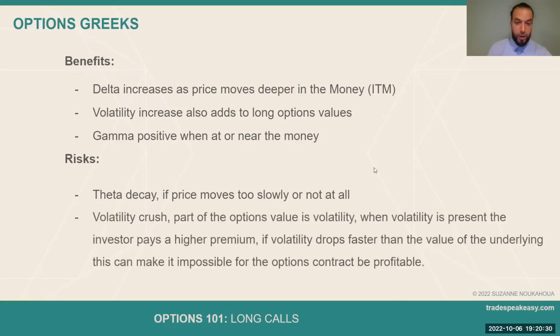Volatility crush: part of the option's value is volatility. So when volatility is present, the investor pays a higher premium. If volatility drops faster than the value of the underlying, this can make it impossible for the options contract to be profitable. So the risk is, especially if you buy too close to earnings when volatility is super high, or right at the open when volatility is super high, price could actually move in your favor, but you paid so much for volatility that when that volatility drains out of the contract, you still can't exit for a profit. So it's something that you have to be aware of.